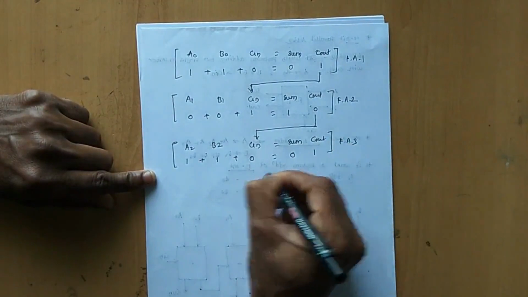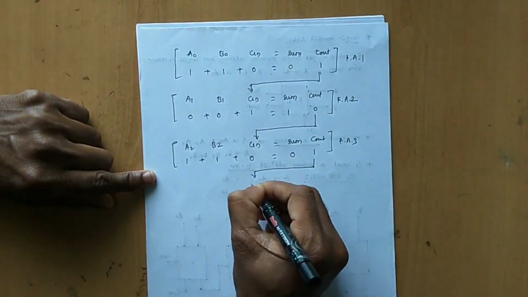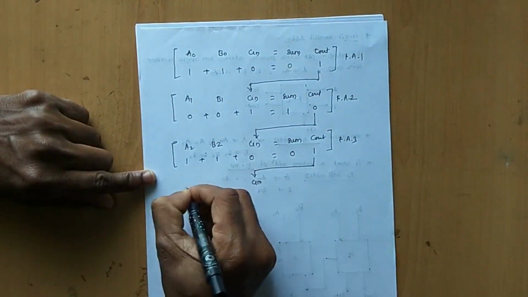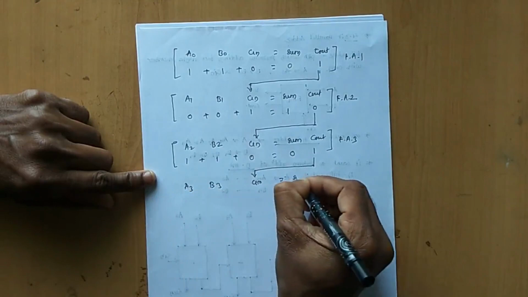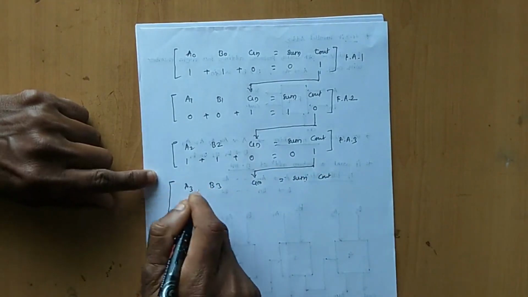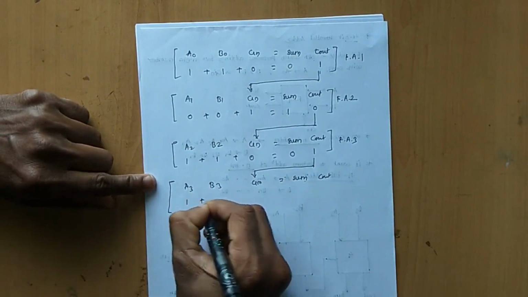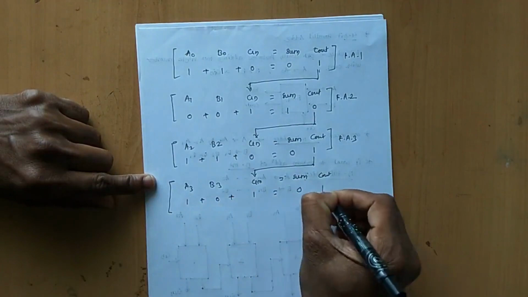In this way we can go through the last step. This is the input as a C in. Here A3, B3 and C in produce output sum and C out. So assume the value of A3 is 1 and B3 is 0 and C in is 1. So sum is 0 and carry will be 1.